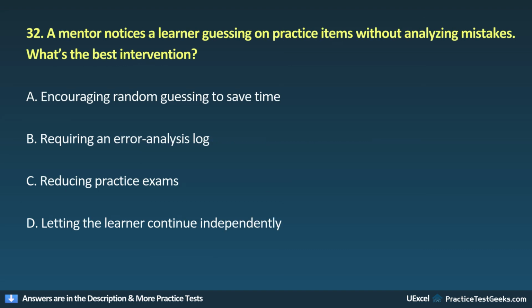32. A mentor notices a learner guessing on practice items without analyzing mistakes. What's the best intervention? A. Encouraging random guessing to save time. B. Requiring an error analysis log. C. Reducing practice exams. D. Letting the learner continue independently.